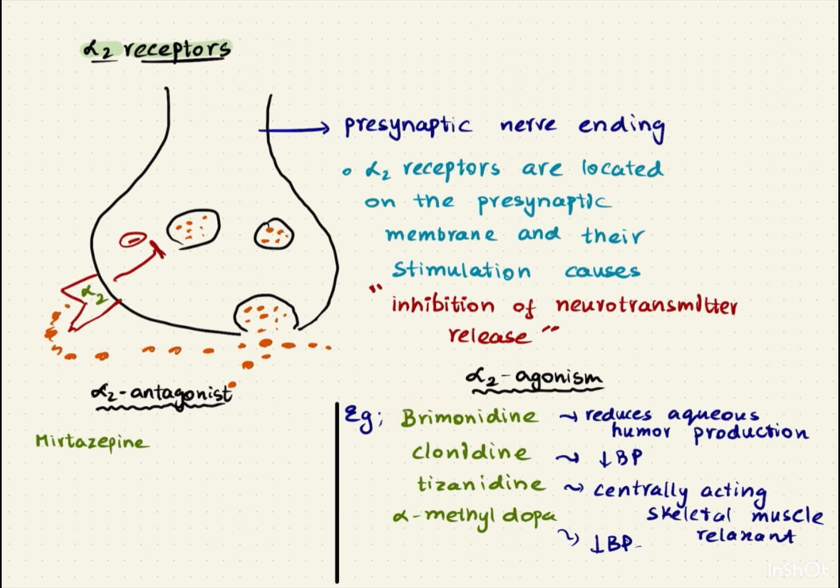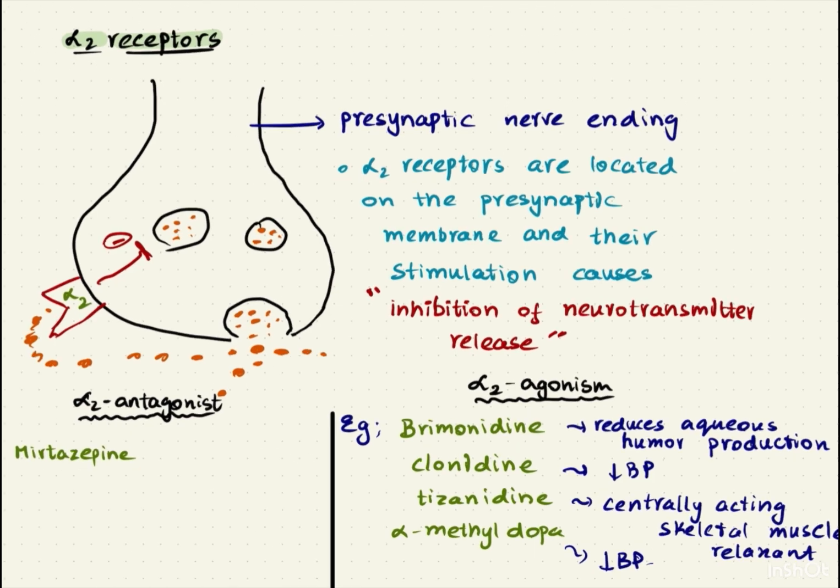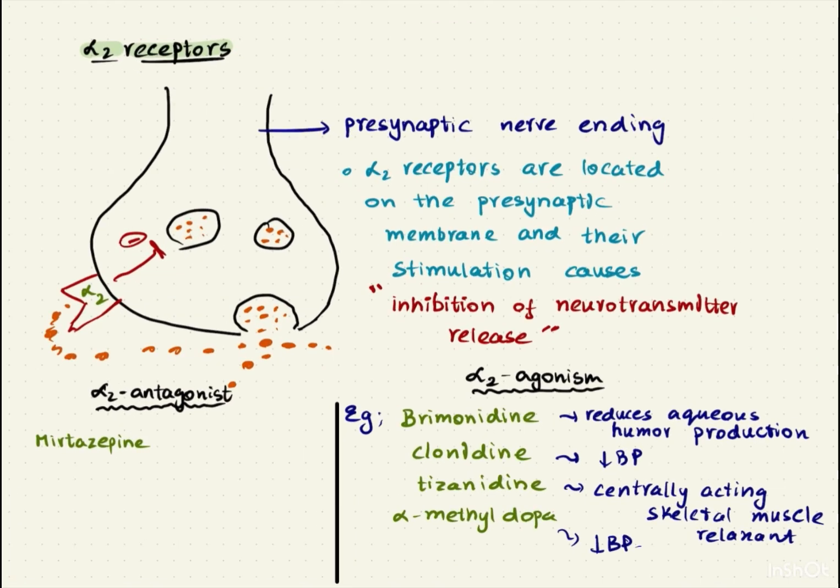And brimonidine causes reduction in aqueous humor production. Therefore, it is used in the treatment of open angle glaucoma. And clonidine is used for reduction of BP. The sympatholytic effects of alpha 2 stimulation by clonidine cause reduction in BP. Tizanidine is an alpha 2 agonist which acts as a centrally acting skeletal muscle relaxant. Alpha methyl dopa is also being used for lowering the blood pressure, and it is one of the preferred drugs in pregnancy.